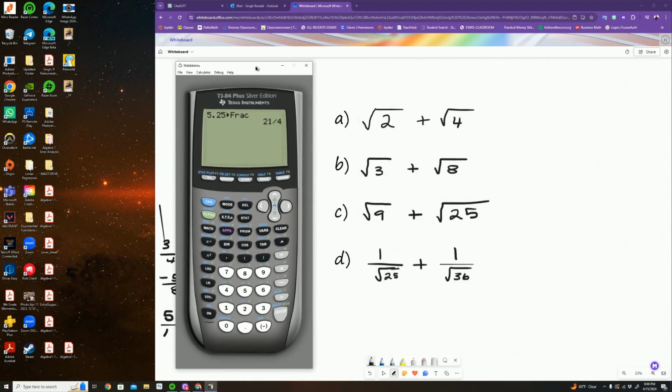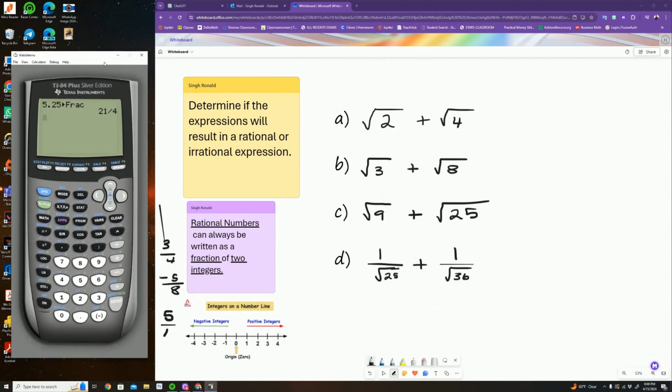Let's see some examples of where we might see irrational numbers. Let's say you're asked to find if the square root of 2 plus the square root of 4 is rational or irrational. We go to the calculator, put in the square root of 2 plus the square root of 4, and press enter. Well, I see a long decimal. I don't see a repeating decimal. I don't see a terminating decimal. But let's see if the calculator can turn it into a fraction.